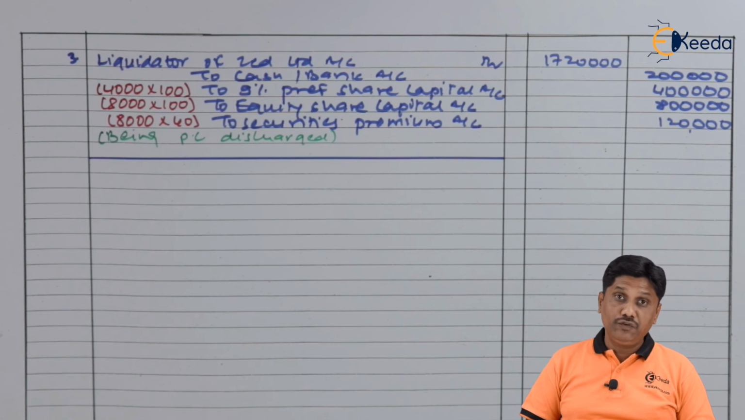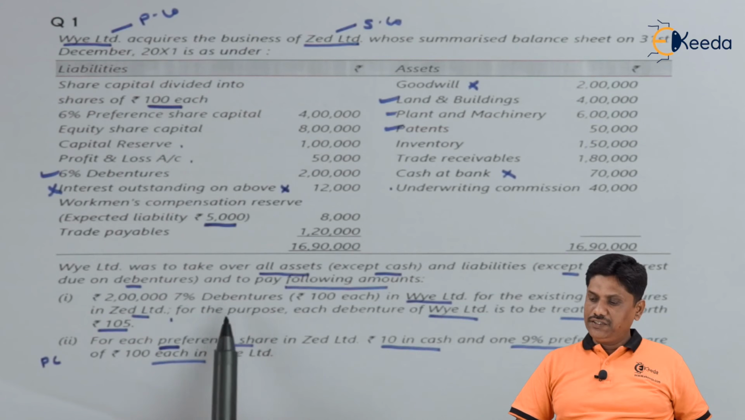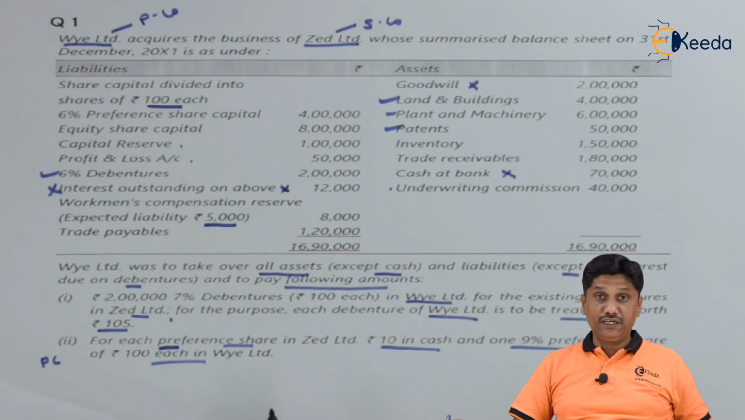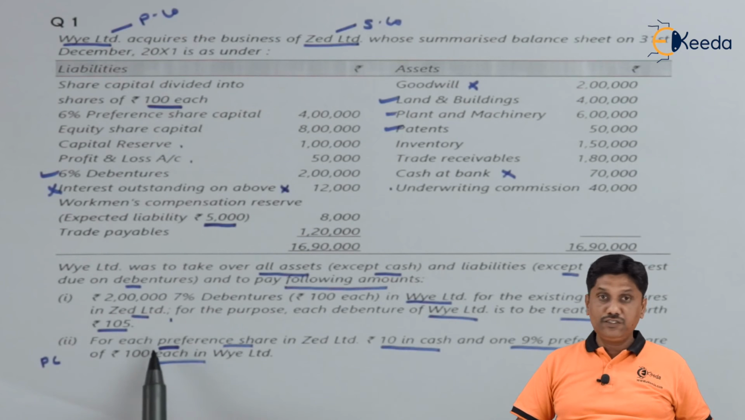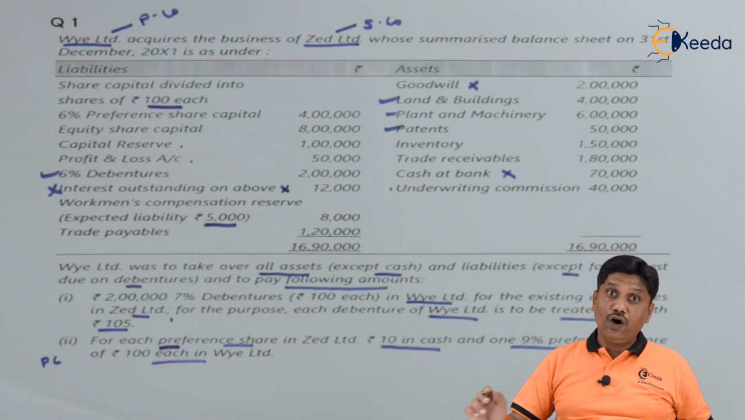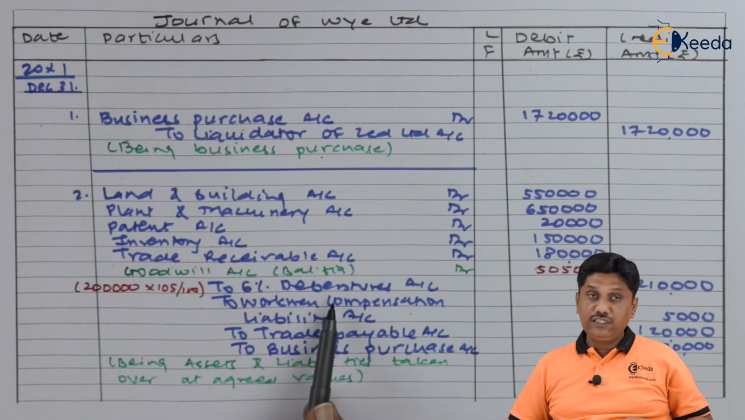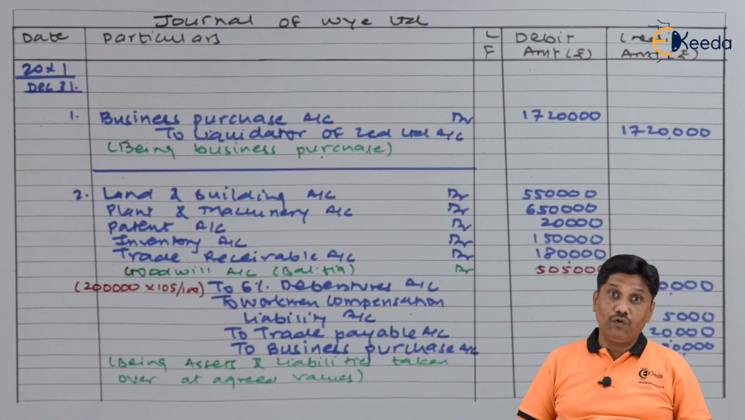Thereafter, what additional things we need to do? We have to follow the question. They are saying we are discharging their debenture holders by issuing 7% debentures. For that, we have considered our own debentures at 105. So we are settling 6% debentures of that Z Limited. In your entry number 2, we have credited that. This will be debited and I will credit our own debentures.